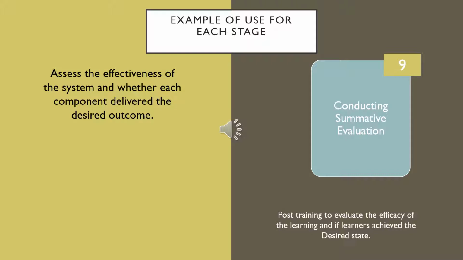And finally, stage 9 is conducting a summative evaluation. It's a post-training type of event, and we are really assessing the efficacy of the whole system and whether the learners achieved the desired states. It's important to see also whether each component functioned well, since it's a systemic approach.